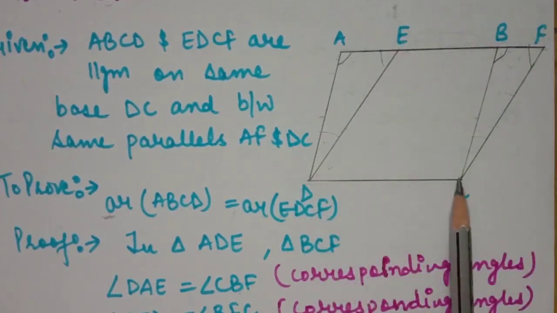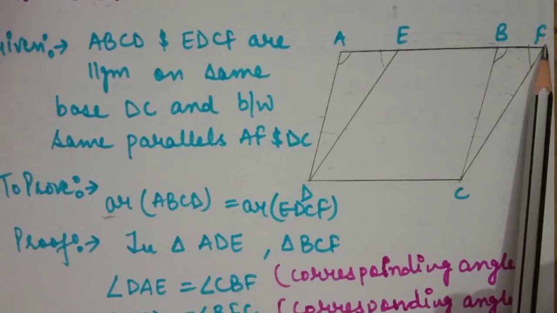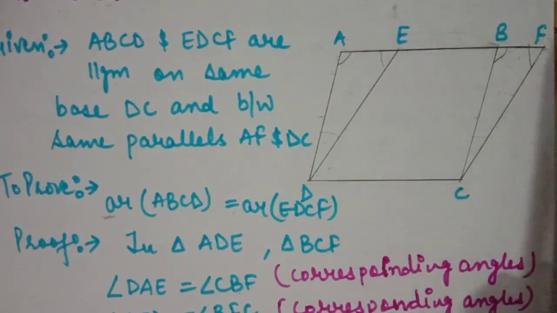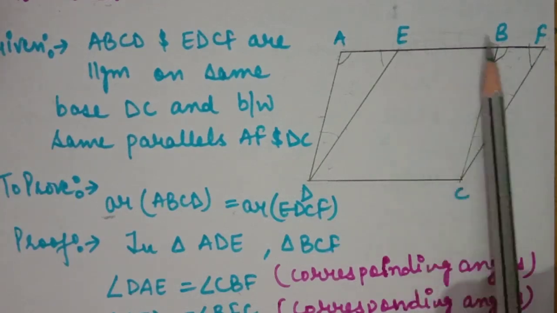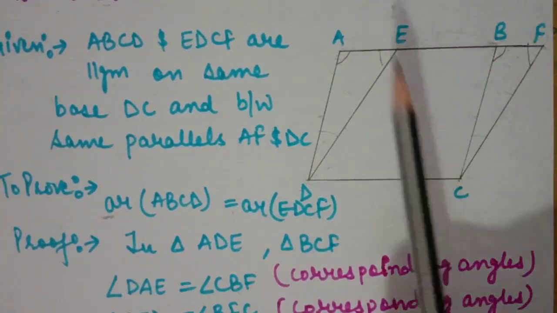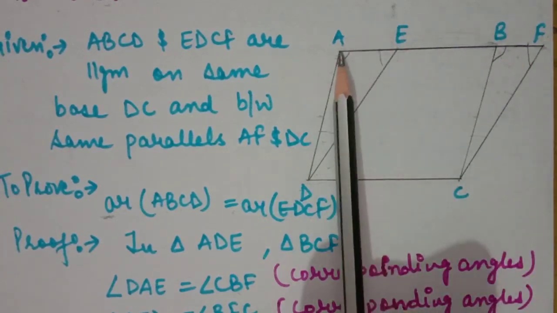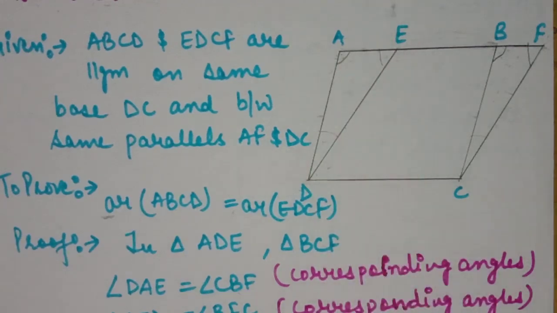EF is equal to DC, opposite sides of a parallelogram. So students, if DC is equal to AB as well as EF, then definitely they both are equal to each other. AB is equal to EF. So if we subtract EB from both sides, then definitely we have AE is equal to BF. So by ASA, both the triangles are congruent.